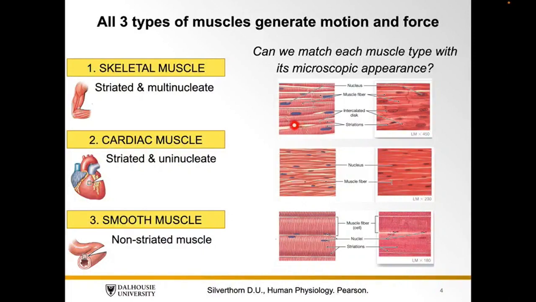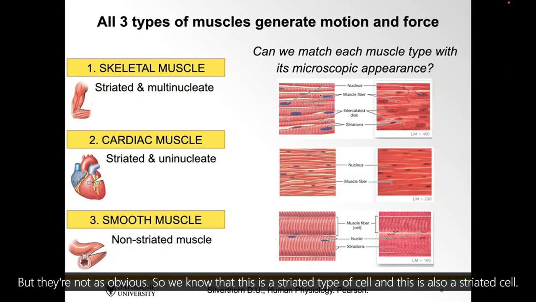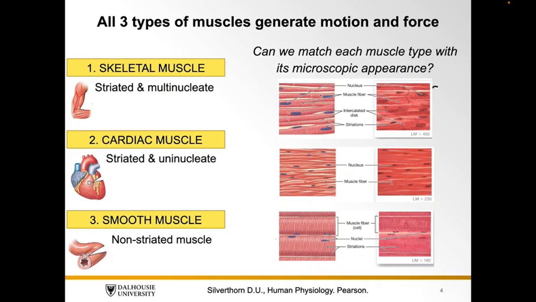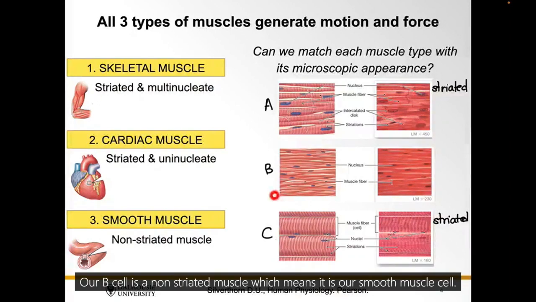Here you see the stripes in the cartoon, and the stripes are here in the microscope, but they're not as obvious. So we know that this is a striated type of cell, and this is also a striated cell. So if we label the first one as A, this one is B, and this one is C, our B cell is a non-striated muscle, which means it is our smooth muscle cell.